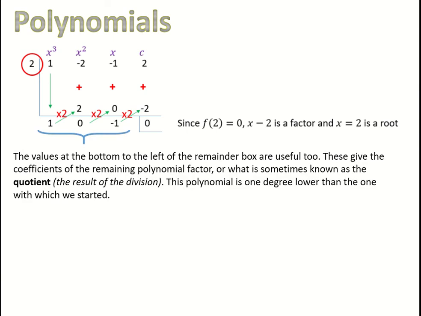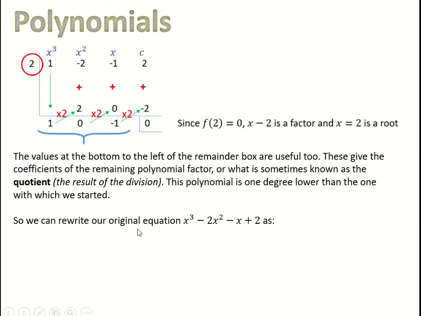And what we've actually done here is we found these numbers, and these numbers are very, very important, okay? So the values at the bottom to the left of the remainder box are useful too. These give the coefficients of the remaining polynomial factor, or what is sometimes known as the quotient. In other words, the result of the division, okay? So basically what we've done is we've divided by x minus 2. So we've almost kind of taken out x minus 2 as a factor, and what we're left with is these numbers, and these are the coefficients of our remainder, okay? In other words, it's a polynomial itself, and the degree of that polynomial is one lower than the one with which we started.